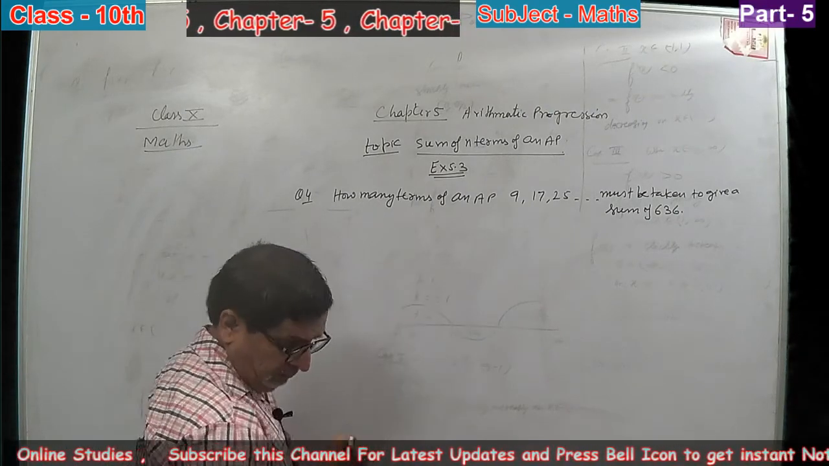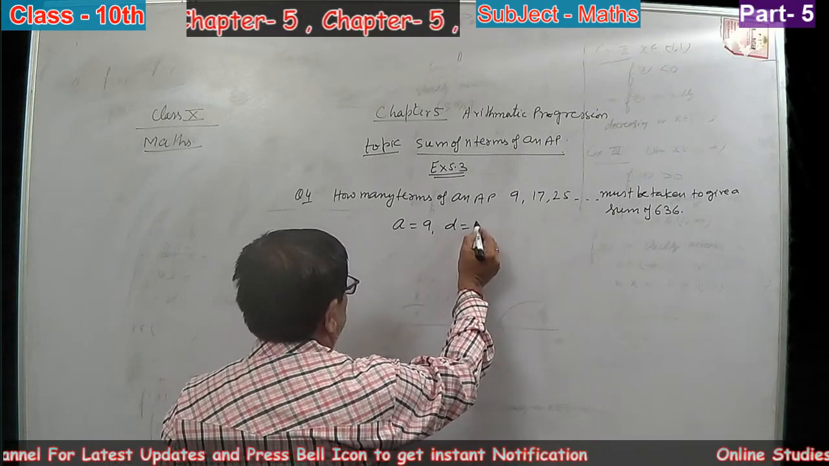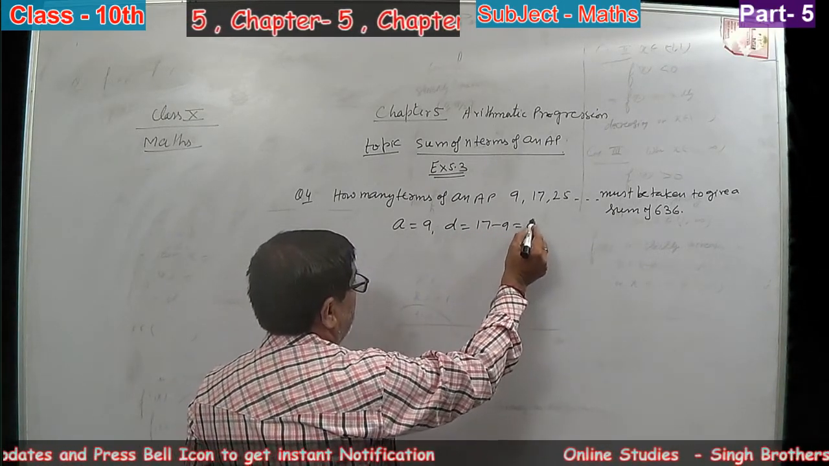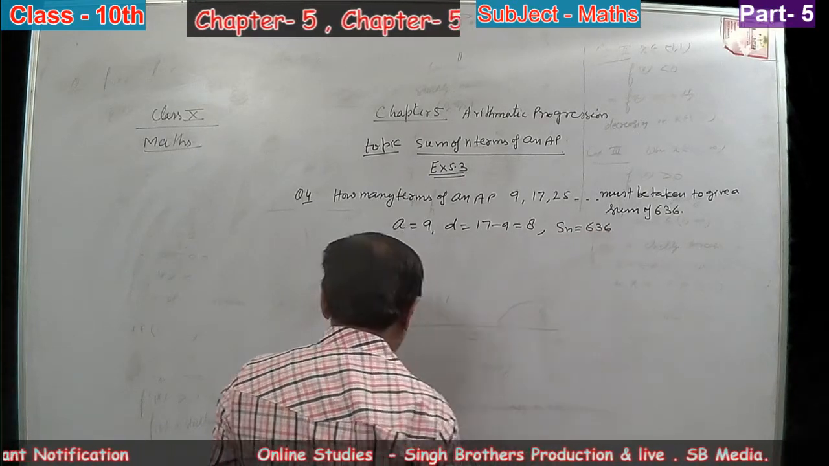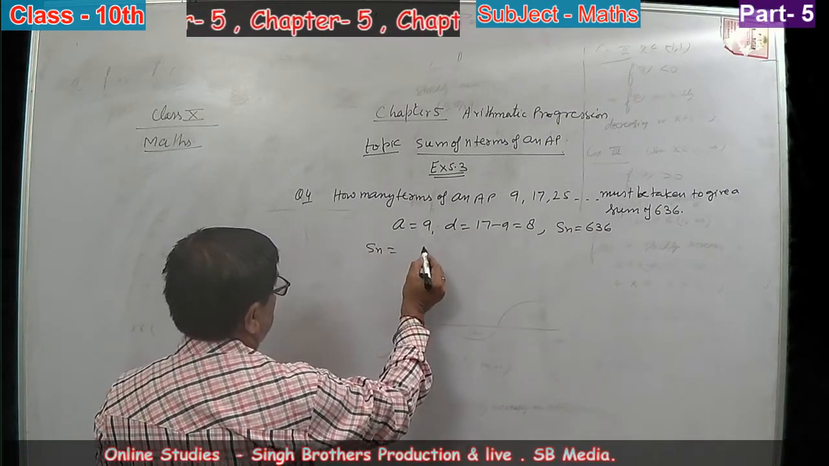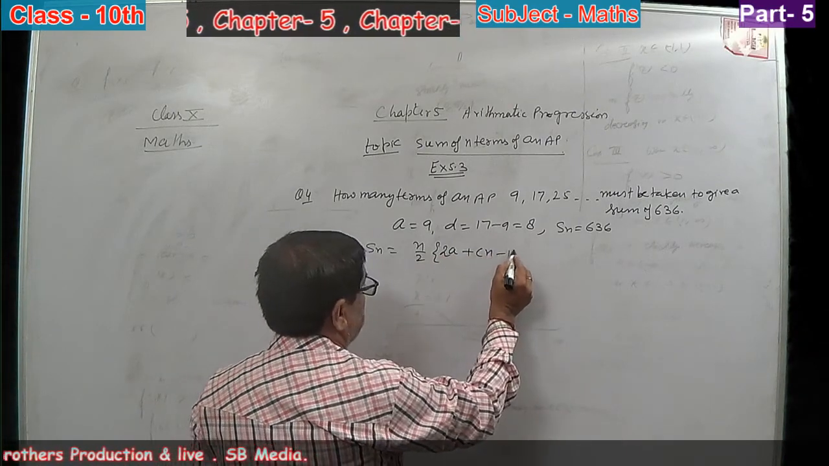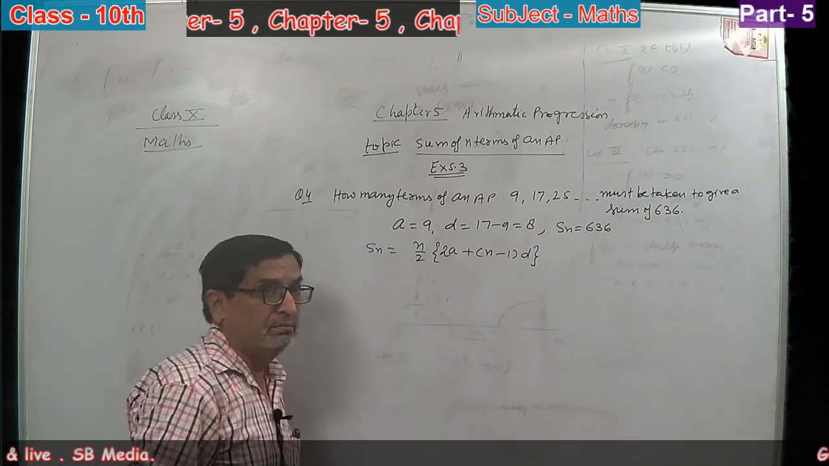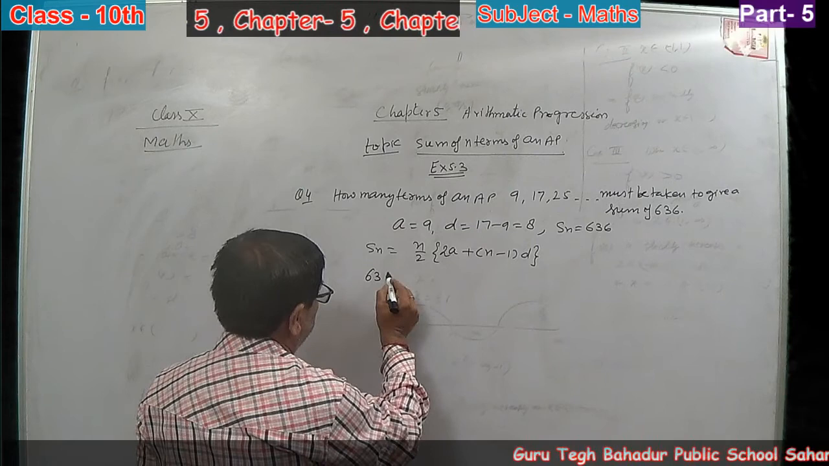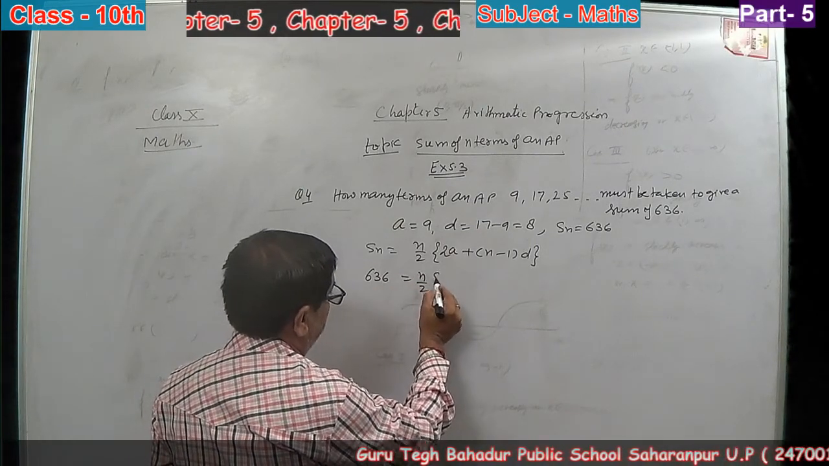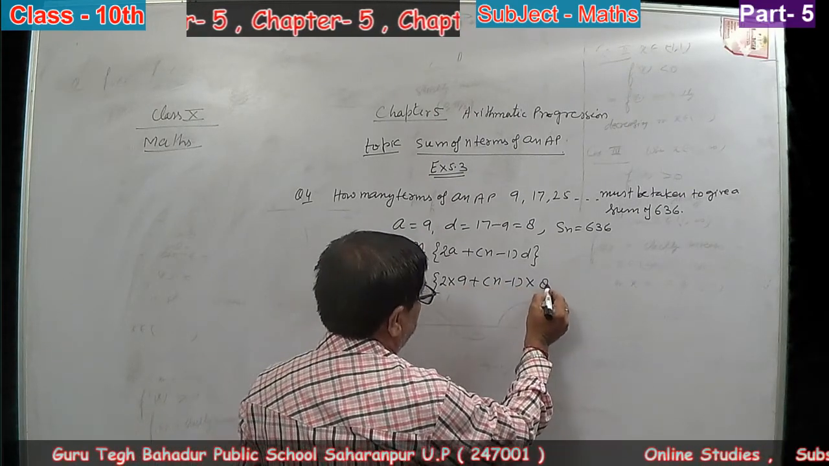So, you see, a is 9, d is 17 minus 9, that is 8, and Sn is 636. Sn is equal to n upon 2 into 2a plus n minus 1 into d. Putting the values, Sn is 636, n upon 2, a is 9, n minus 1, d is 8.